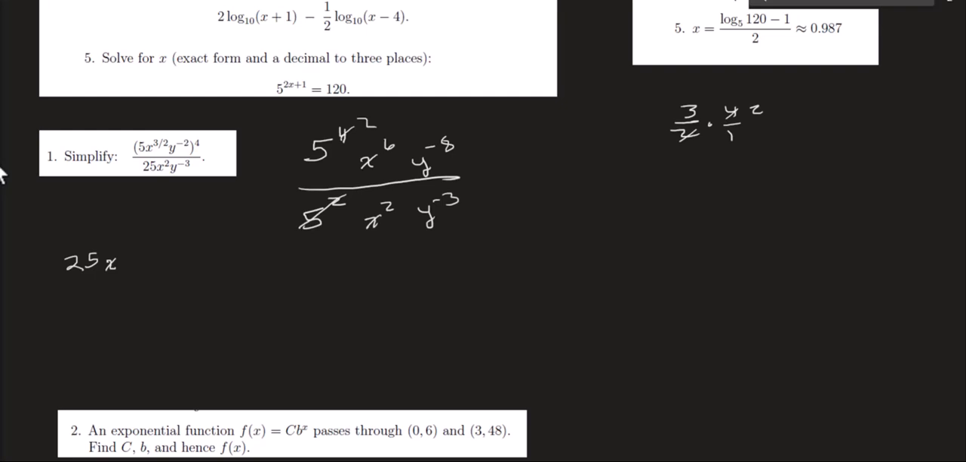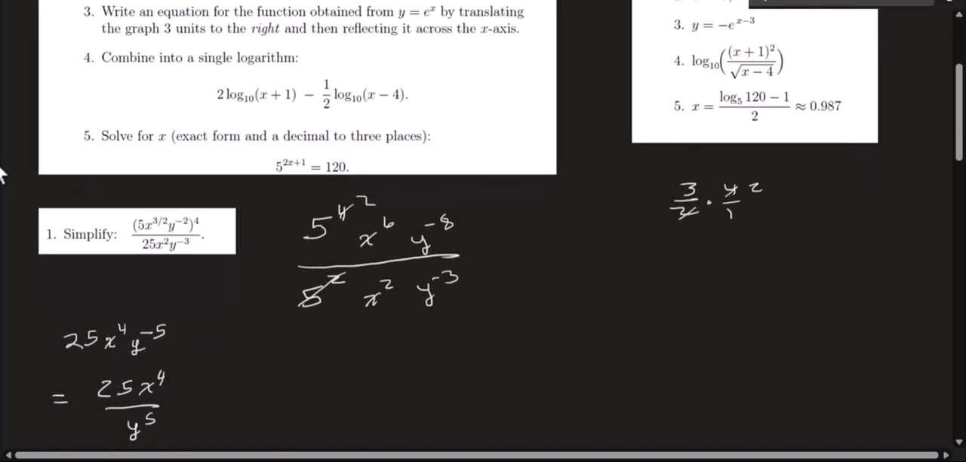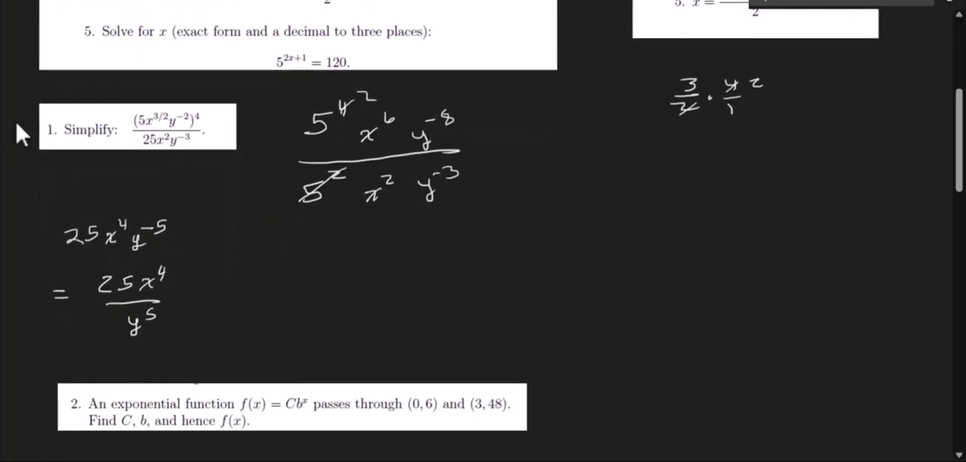And then 6 minus 2 is 4. And negative 8 minus negative 3 is negative 5. And then to not have any negative exponents, I'd write that as 25 x to the 4th over y to the 5th. 25x to the 4th over y to the 5th is the right answer.